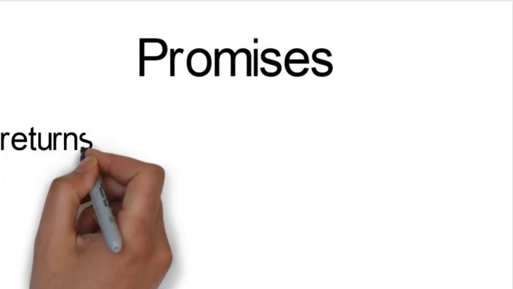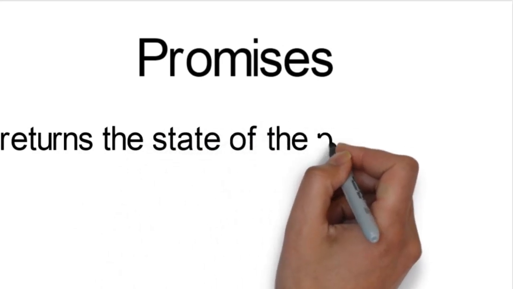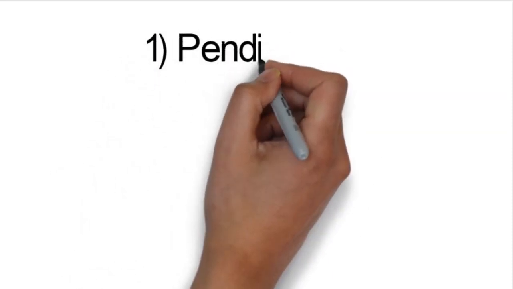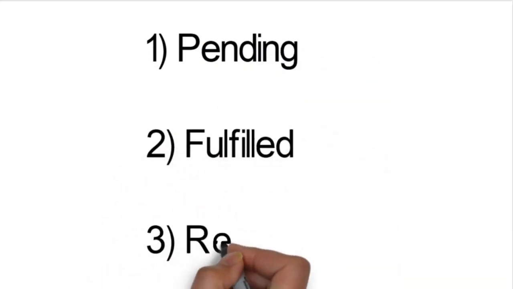So first of all, we will talk about what promises are in the fetch API. Basically, it returns the state of the promise of an asynchronous operation, and it has various states. First is the pending state, second is the fulfilled state, and third is the rejected state. So these are the three states which are there.